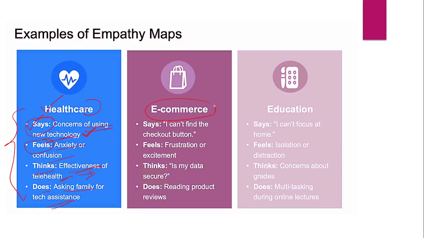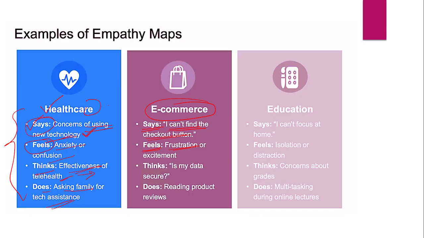While talking about e-commerce, says: I cannot find the checkout button. So I am going to the Flipkart app. If I don't find the checkout button, that is my major concern. Next, frustration and excitement. Sometimes I feel frustrated with the list of components visible on my e-commerce website. For example, I am on Flipkart, searching for a mobile phone. While searching for the mobile phone, they are displaying washing machine images. It creates frustration for the users.